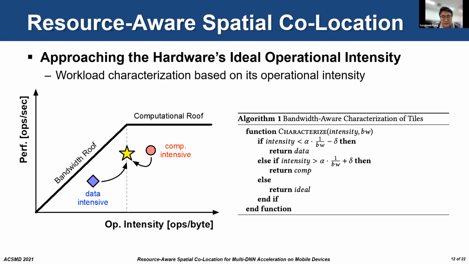Therefore, tasks above the boundary are regarded as computation-intensive. If the target task falls inside the margin around the boundary, it is regarded as an ideal task that can maintain high utilization without collocation. Here, it is important to note that bandwidth is not a hyperparameter, but an input parameter to the function, which leads to the next important issue.